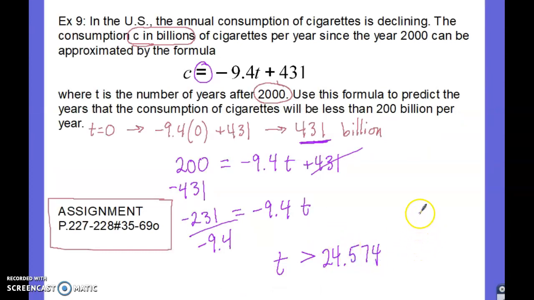But if you were to tell me the year 2024 or 2025, because you want the year after, I would accept that for full credit as well, depending on how the question is asked, and go from there.